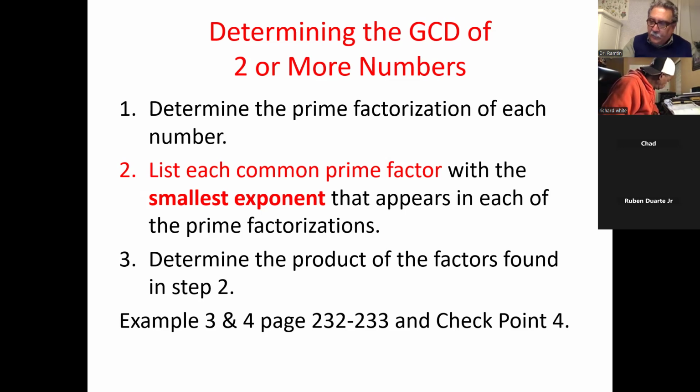Or you look at example number 4 on page 233. We do the same for 40 and 24. We find the prime factors. 40 can be written as 2 to the power of 3 times 5. 24 is 2 to the power of 3 times 3. The common prime between both of them is 2, and the least exponent is 3. So the GCD is 2 to the power of 3, or 8.